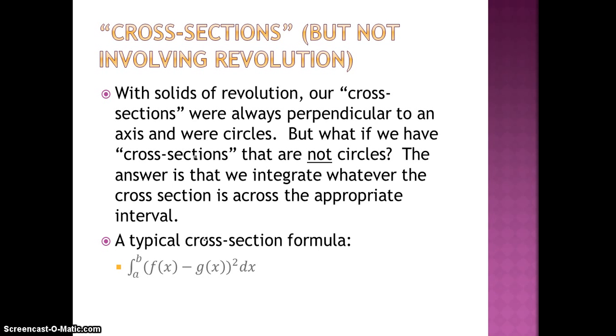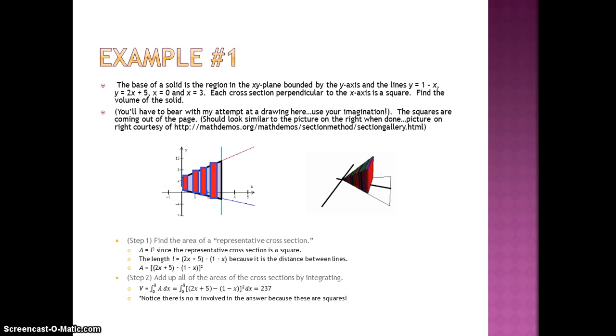Our typical cross-section formula will involve integrating from a to b of f of x minus g of x, all squared, dx, which would indicate that we have a cross-section that's a square. So let's see an example like this. The base of a solid is the region of the xy plane bounded by the y-axis and the lines y equals 1 minus x, y equals 2x plus 5, x equals 0, and x equals 3. Each cross-section perpendicular to the x-axis is a square. Find the volume of the solid.